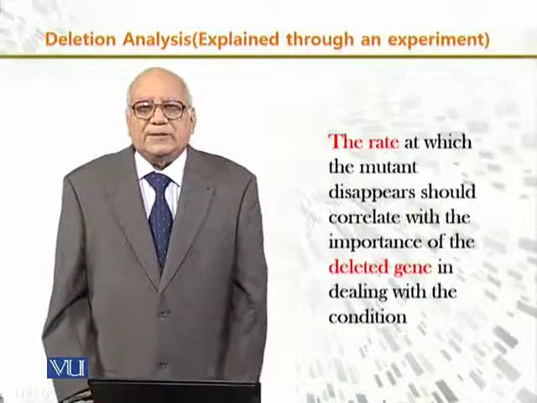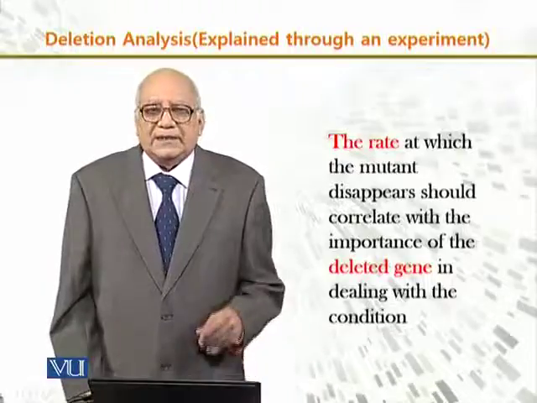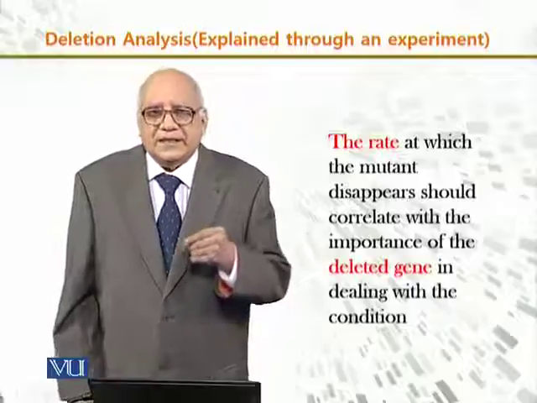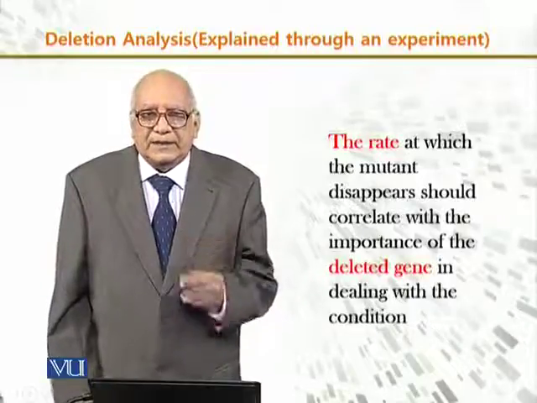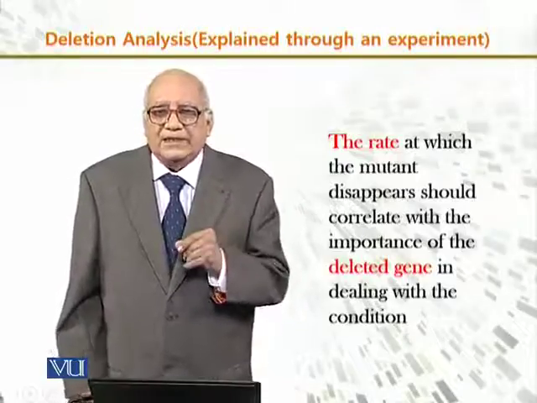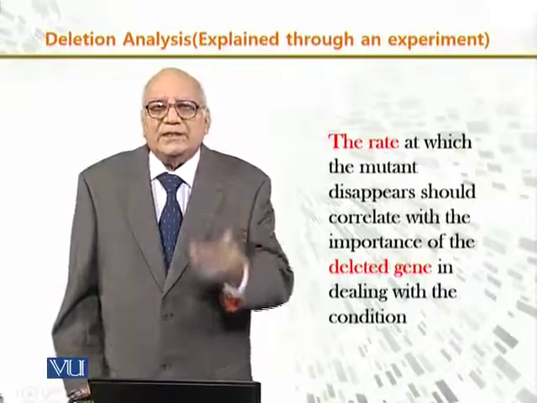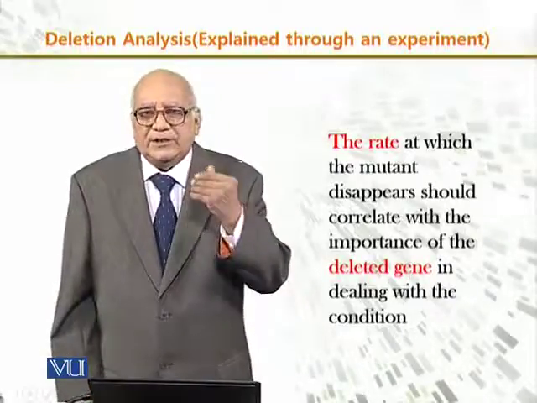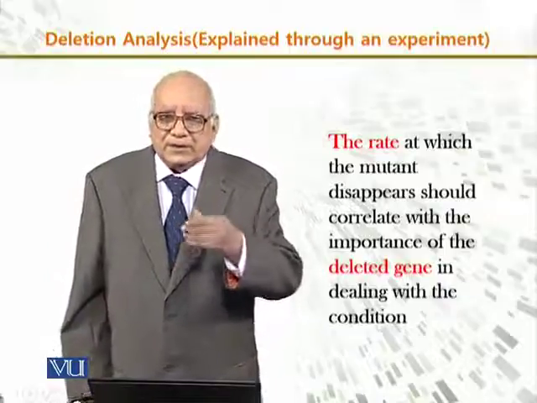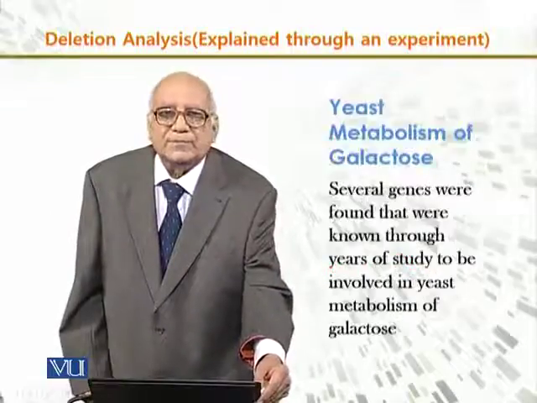The rate at which a mutant disappears should correlate with the importance of the deleted gene. That is, if the gene is very important, then that mutant should disappear under the condition. So in certain conditions, say at pH 6, if a gene was deleted and not present, then its growth would be different, and so on and so forth.